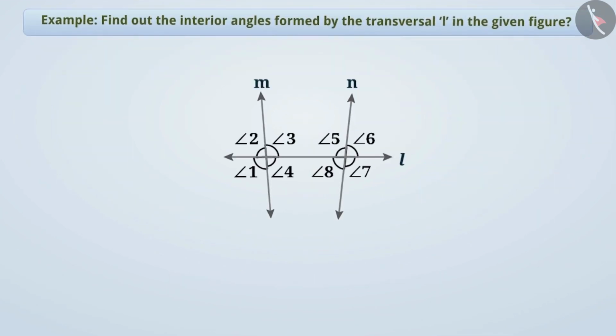Next example. In the given figure, line L is the transversal of the line N and line M. Find out the interior angles formed by the transversal L.